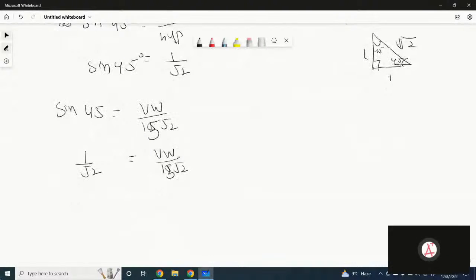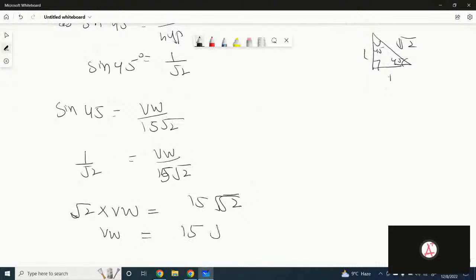It would be then square root 2 times VW, and that is 15 square root 2. So divide both sides by square root 2. It would be 15 square root 2 divided by square root 2. Square root 2 cancels out with each other. That means VW is 15.